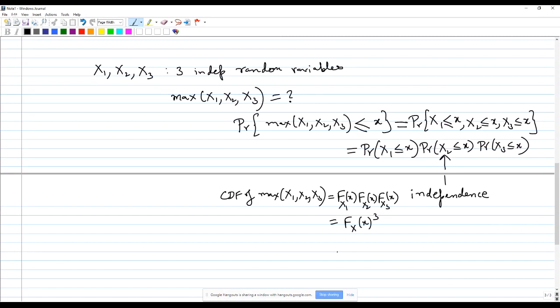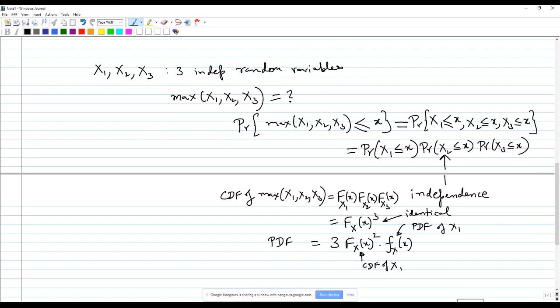And then how do you find the PDF? You differentiate it with respect to x. So you'll get 3 times F x of x squared times the PDF f x of x. So this is the PDF, and this guy is the CDF. This assumes they are identical, and this is where the identical part comes in. Hopefully this gave you an idea for max.